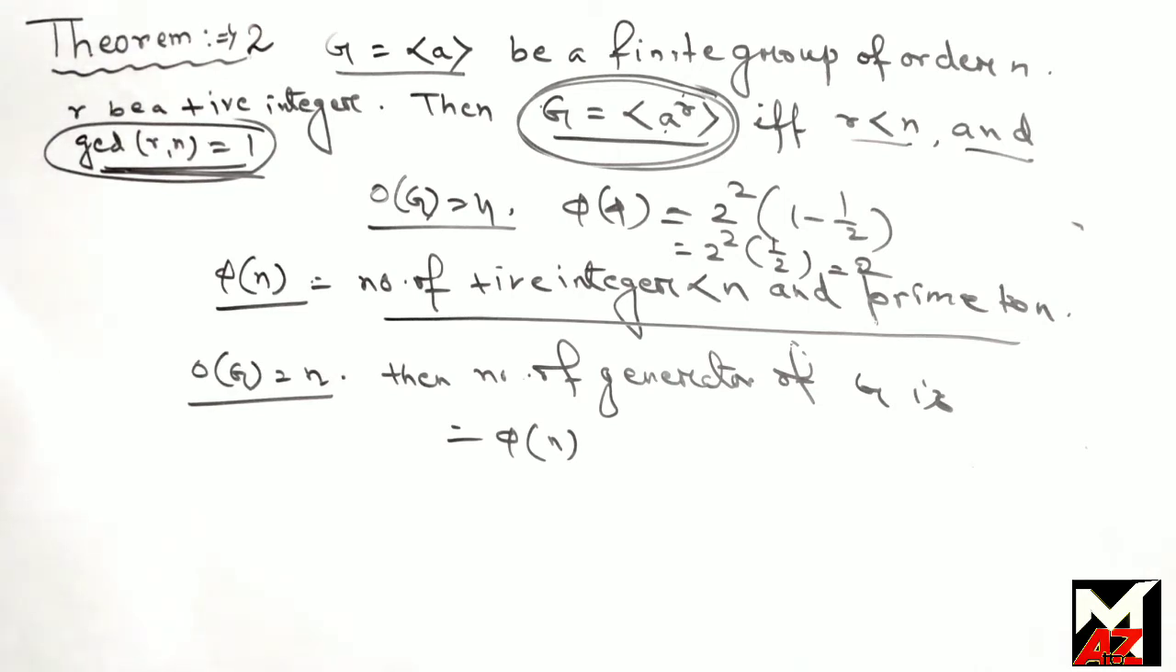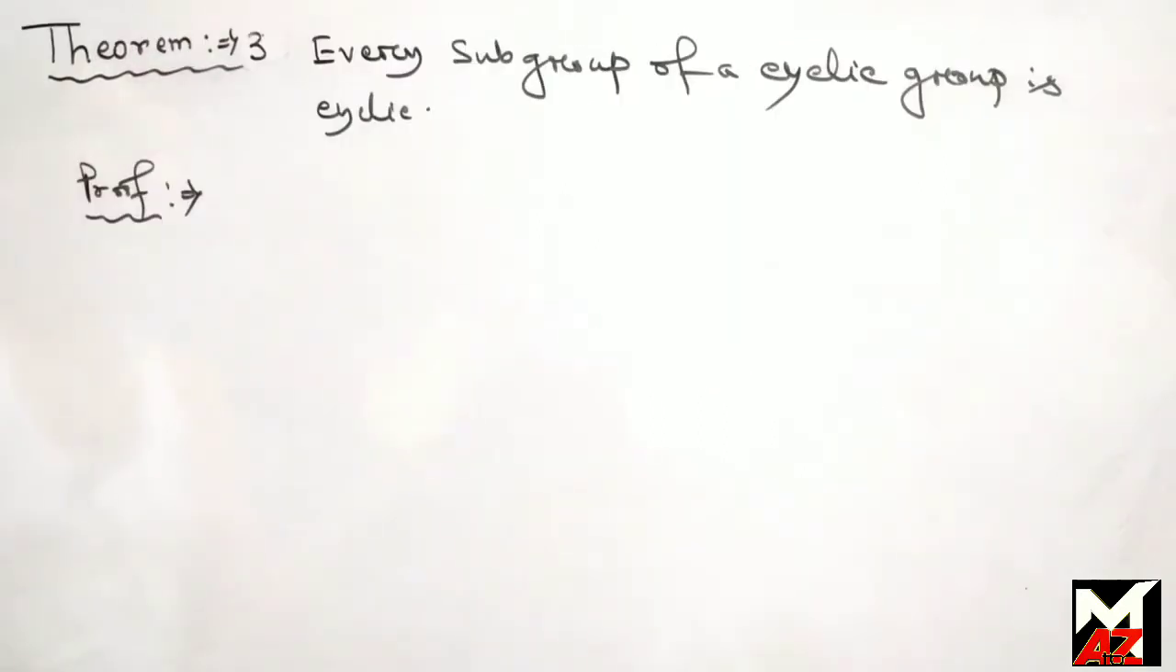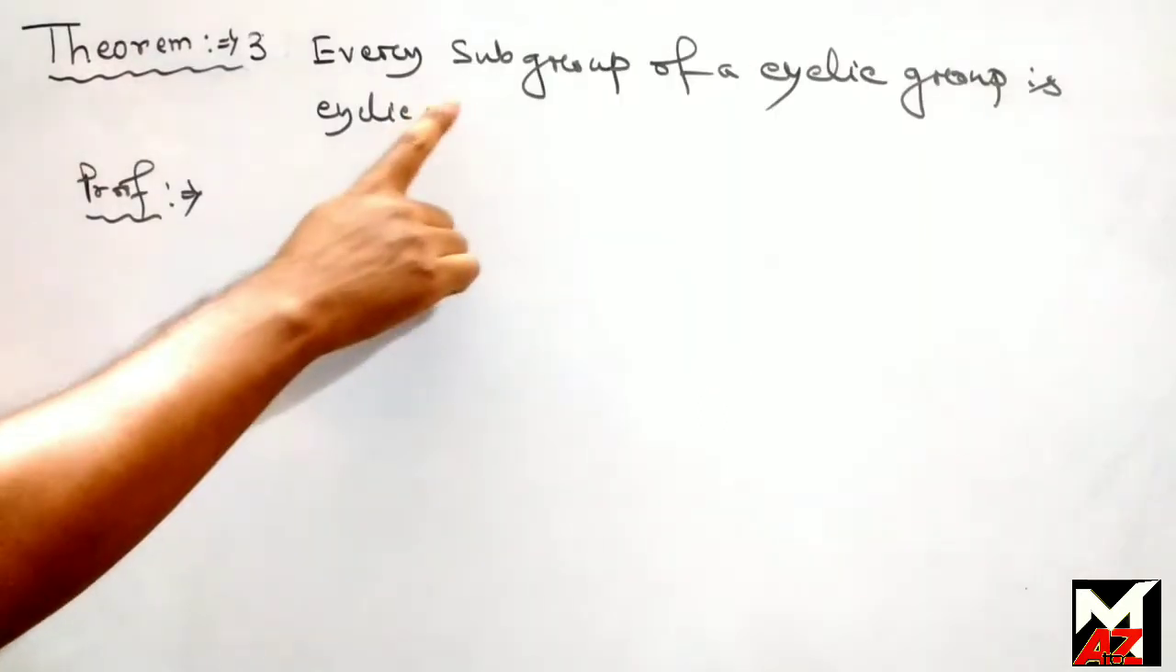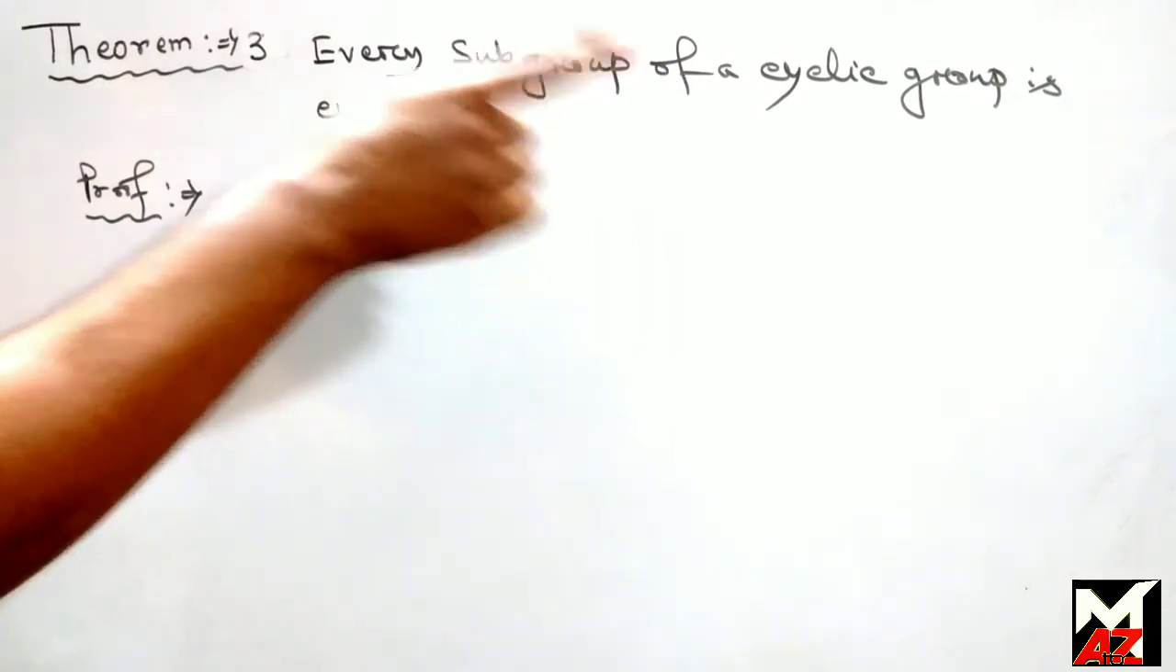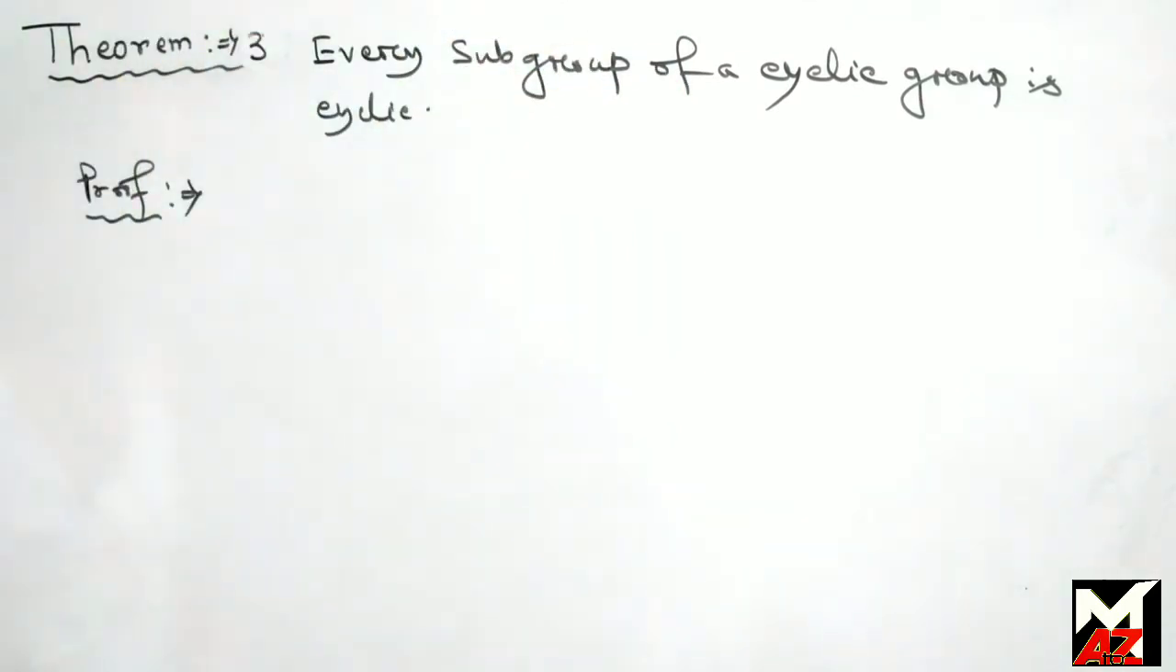Now go to the last theorem of the class, and this is also a very important theorem of cyclic groups. The last theorem is: every subgroup of a cyclic group is cyclic. We divide this theorem into 3 parts or 3 cases.